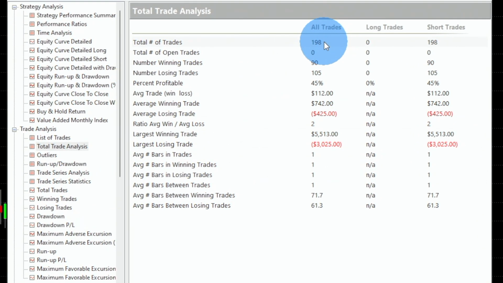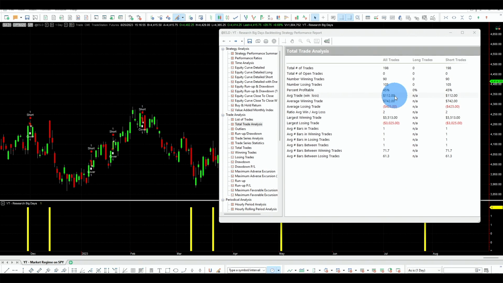And look at this. We went from 61 trades to 198 trades. Of course, that came with a sacrifice, which is the average win went from 300 to about 100. Now, that's a huge drop. So now this strategy is not usable. We need to make it usable. And we can do that easily with a filter.